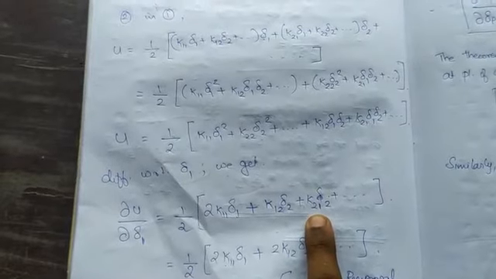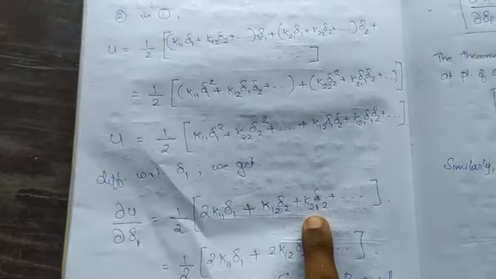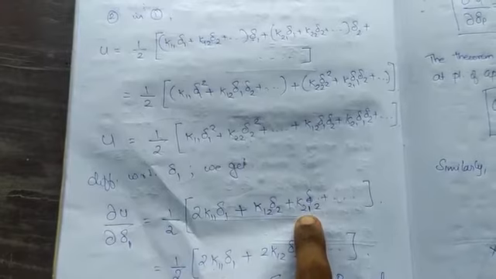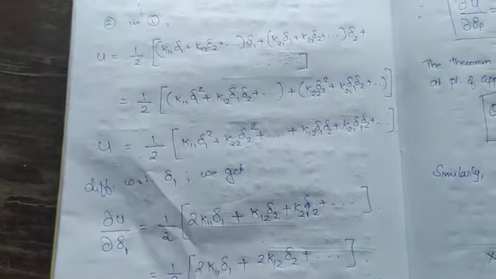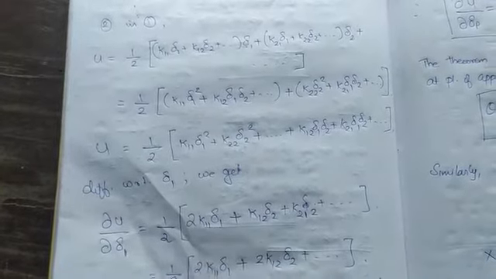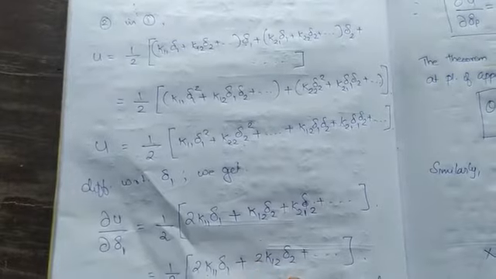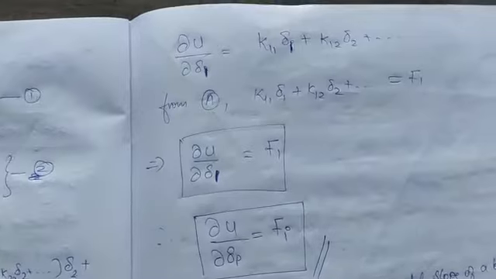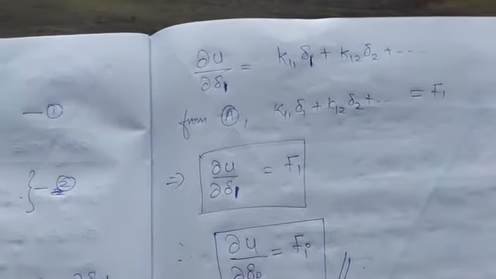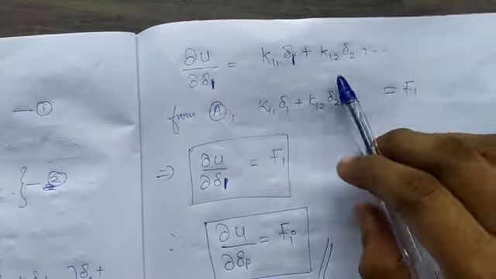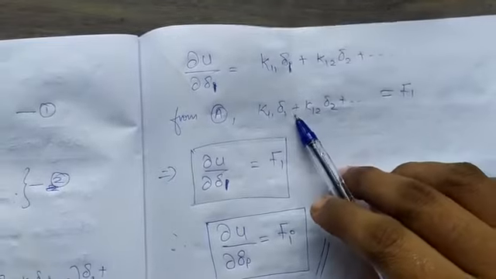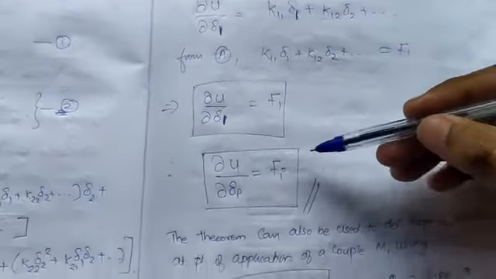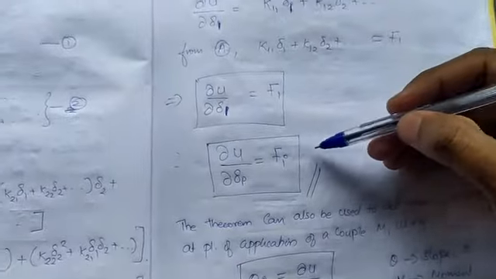A similar reciprocal theorem you can easily explain. Okay, so it becomes 2 K11 delta 1 plus 2 K12 delta 2, the 2 cancels. So dou U by dou delta 1 will be K11 delta 1 plus K12 delta 2, which is nothing but F1. Okay, this is what Castigliano's second theorem states.